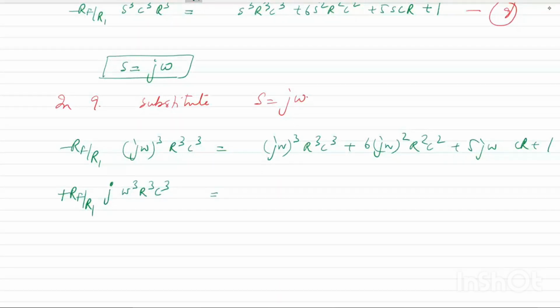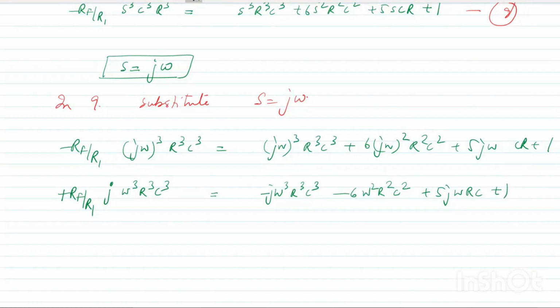Similarly, in the right hand side, j omega cube becomes here minus j omega cube R cube C cube. Second term में only j omega square becomes minus 6 omega square R square C square. It is a real term, because j square is what? Minus 1. It is real term. Plus 5 j omega RC plus 1.